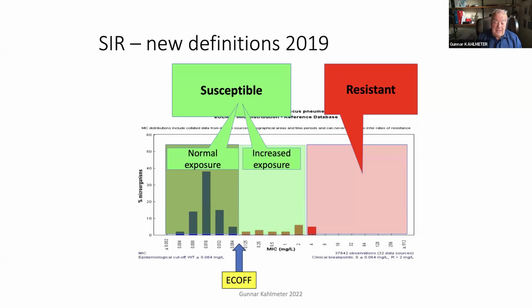And then you can see the ECOF is 0.064. Anything under a blue bar is considered completely without beta-lactam resistance mechanisms. Anything in a red bar has one or several resistance mechanisms of varying severity.